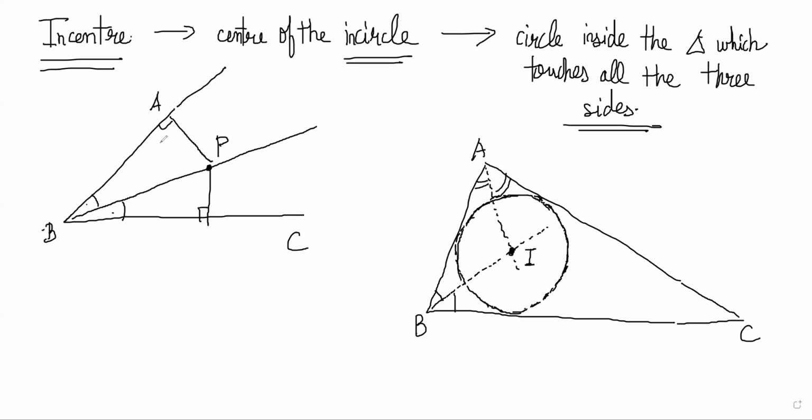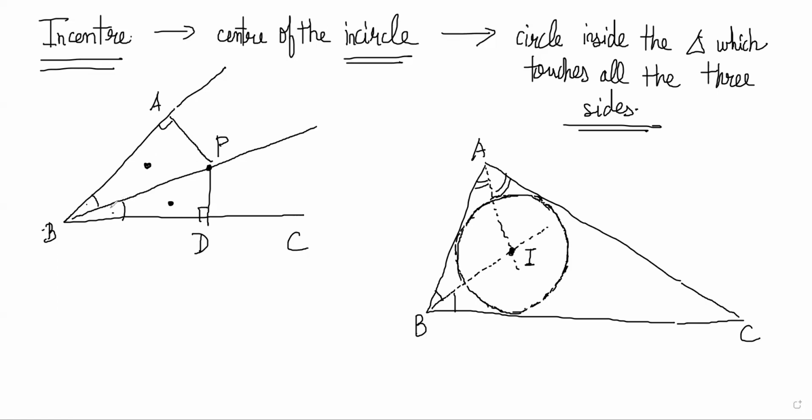What I want to show is that PA and PD will be equal distances. How do I show that? I will do congruency of these two triangles. Yes, sir. How can we do congruency?